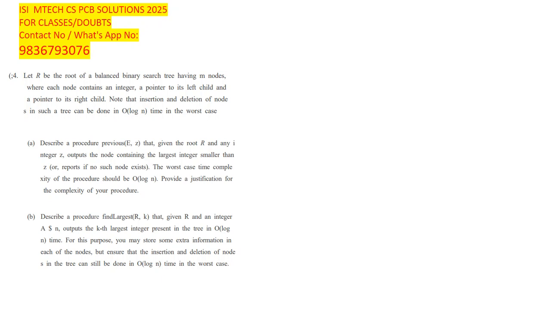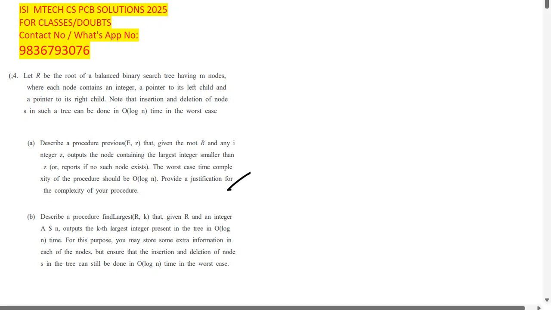So here, we will write: it's a balanced binary search tree having n nodes, where each node contains an integer, a pointer to its left child and a pointer to its right child. Okay, so we know that insertion and deletion of nodes in such a tree can be done in O(log n) time in the worst case. So we have to describe the procedure previous that, given the root r and any integer z, outputs the node containing the largest integer which is smaller than z. So the worst case time complexity of the procedure should be, and we have to provide a justification for the complexity. Okay, so first we understand the problem.